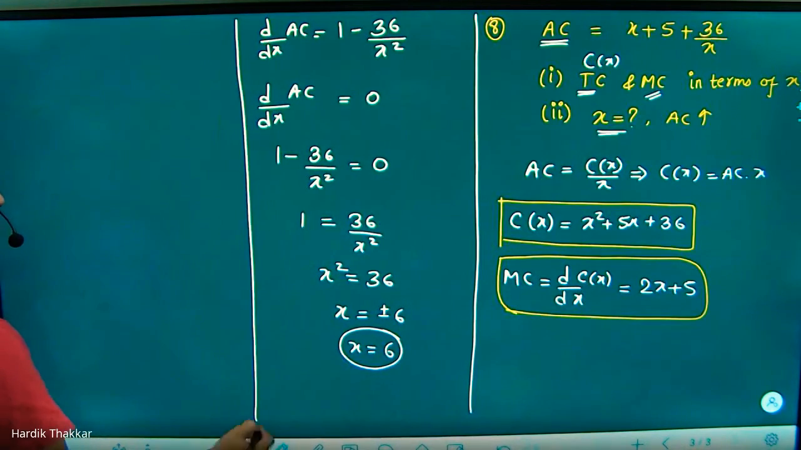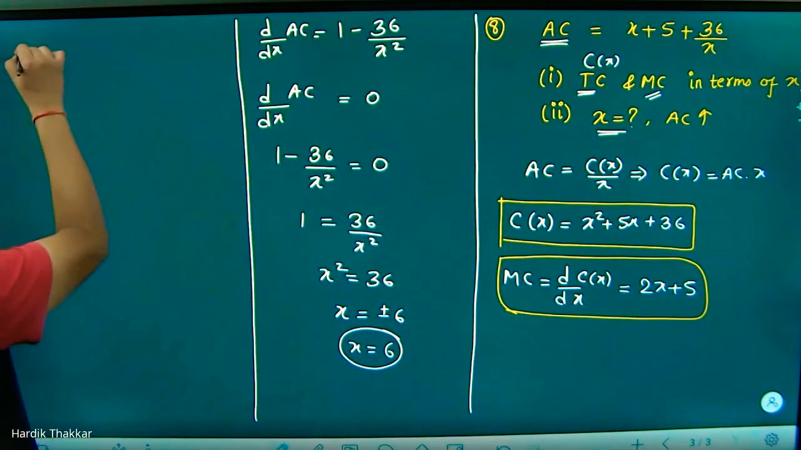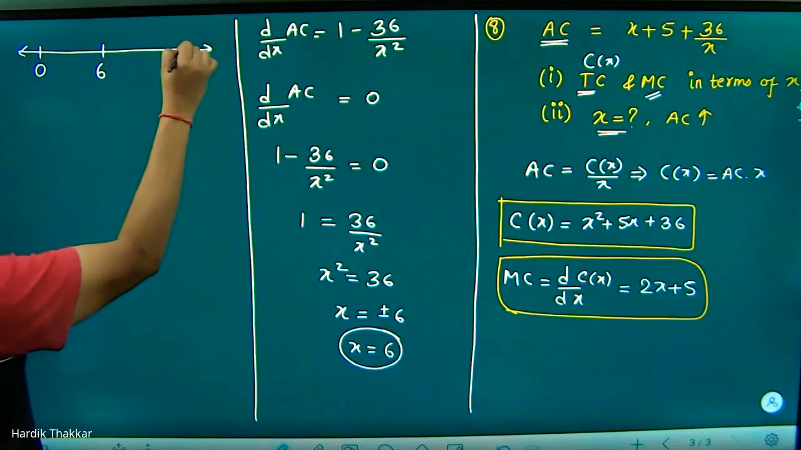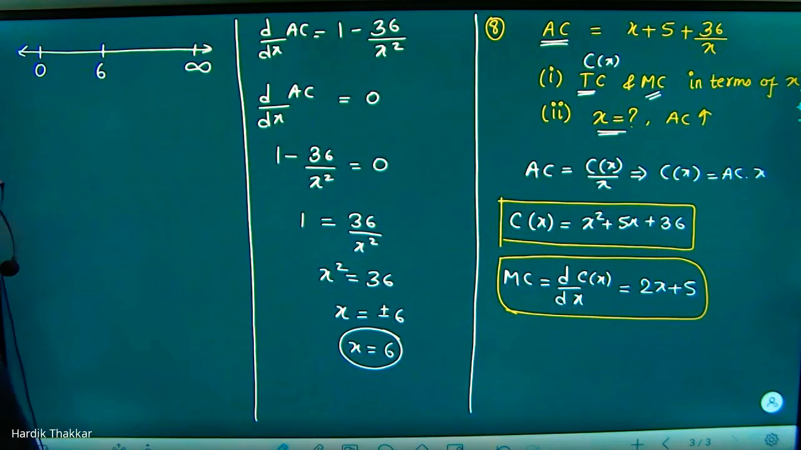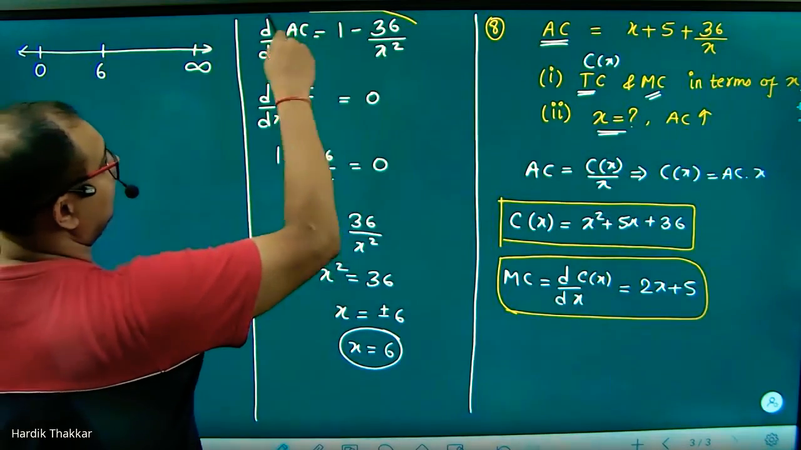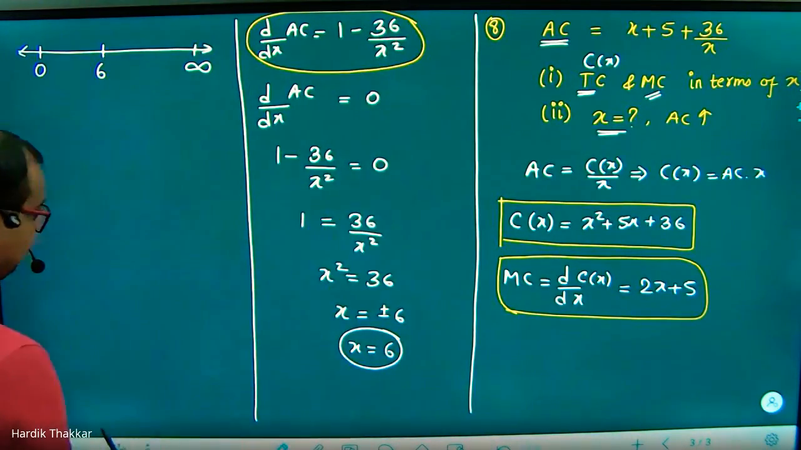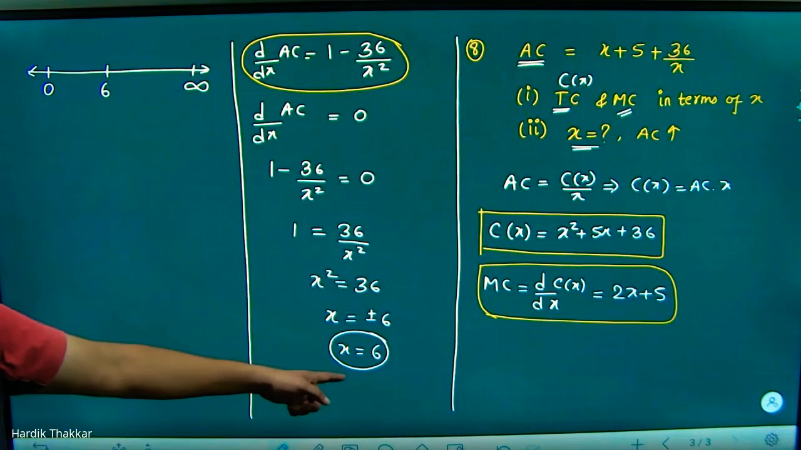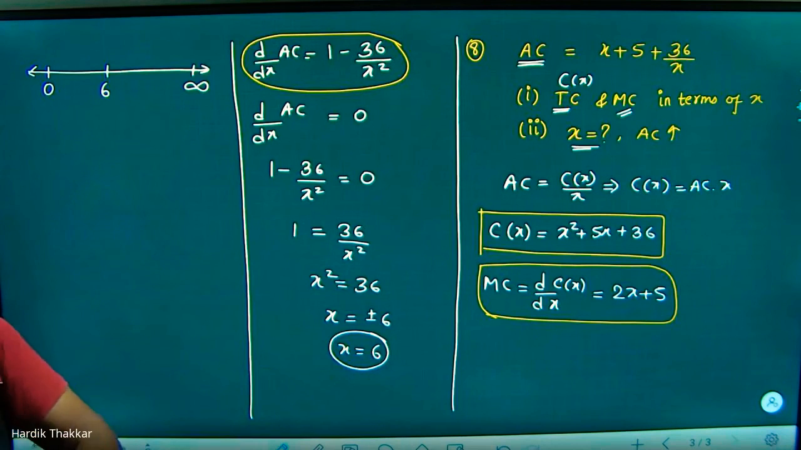So here we got two intervals. The first interval is from 0 to 6 and second interval is from 6 to infinity. Okay. Now we will check the sign of this function, this derivative. It is positive on which interval? Okay. Now क्योंकि x जो है वो नेगेटिव नहीं हो सकता ना. हाँ, बोलो क्या पूछ रहे हो.